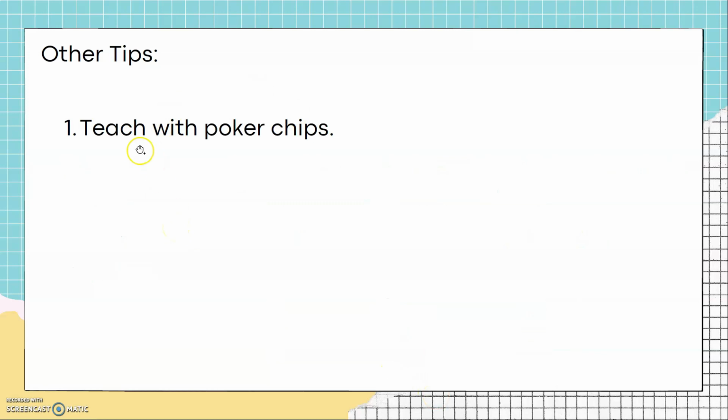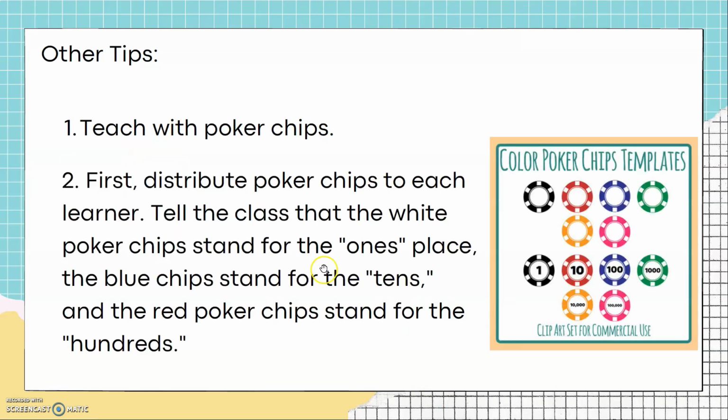Other tips. Teach with poker chips. First, distribute poker chips to each learner. Tell the class that the white poker chip stands for the ones place, the blue chip stands for the tens, and the red poker chip stands for the hundreds. If you don't have poker chips, you can cut out some poker chips, or you can make your own poker chips.